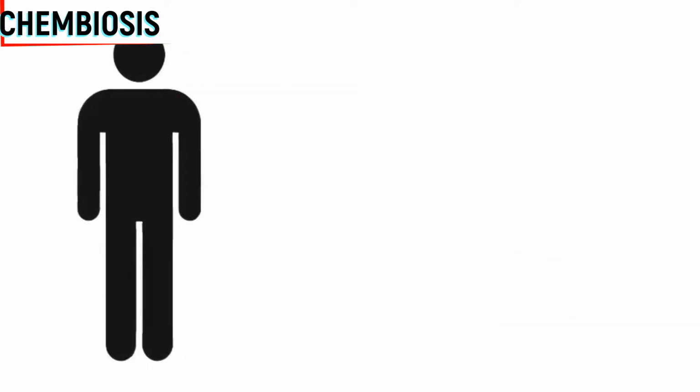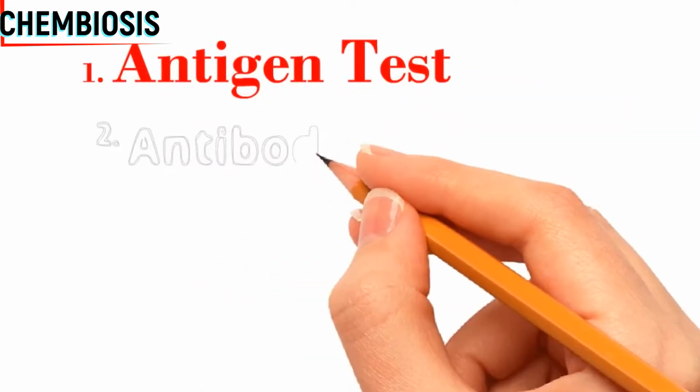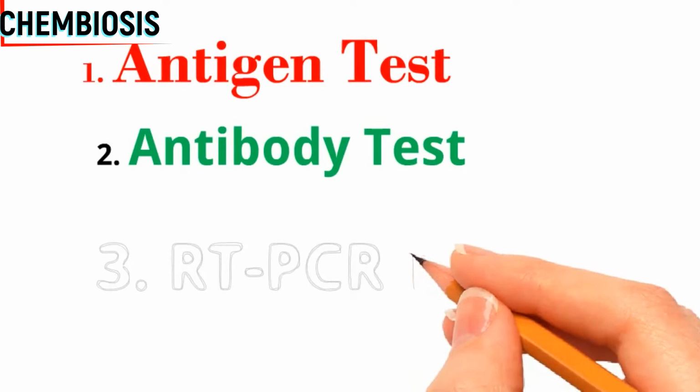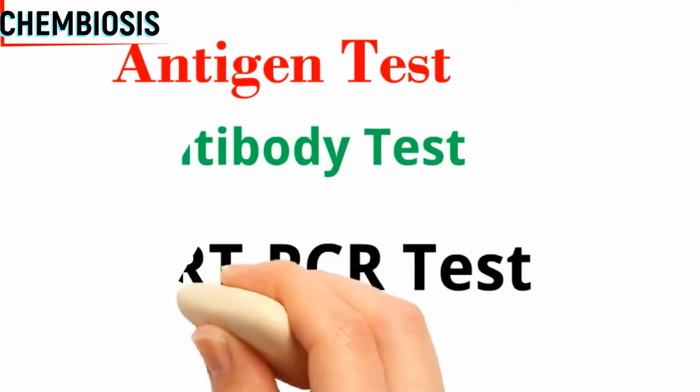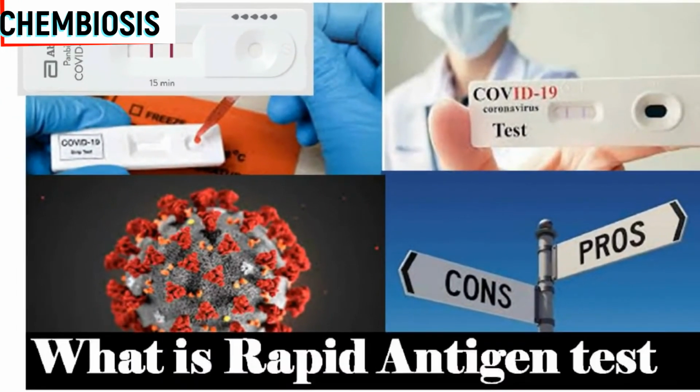Friends, as you know, there are basically three types of tests to detect novel coronavirus. These tests are antigen test, antibody test and RT-PCR test. I have made a detailed video explaining the antigen test. If you are interested, you can watch my earlier video on the antigen test by simply clicking the above link. In this video, I am going to discuss the RT-PCR test.